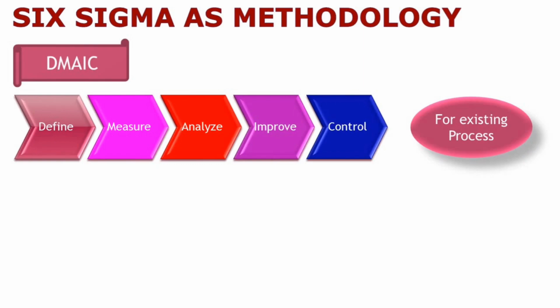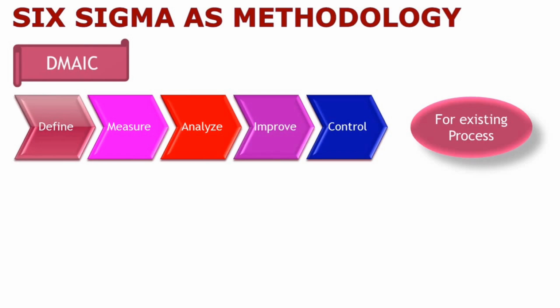First, we define the problem and what we want to achieve. Then we measure the process to gather data, and afterward we analyze that data to understand its strengths and weaknesses. Next, we make improvements and implement controls to ensure the process stays on track. DMAIC is the most widely adopted and recognized Six Sigma methodology.